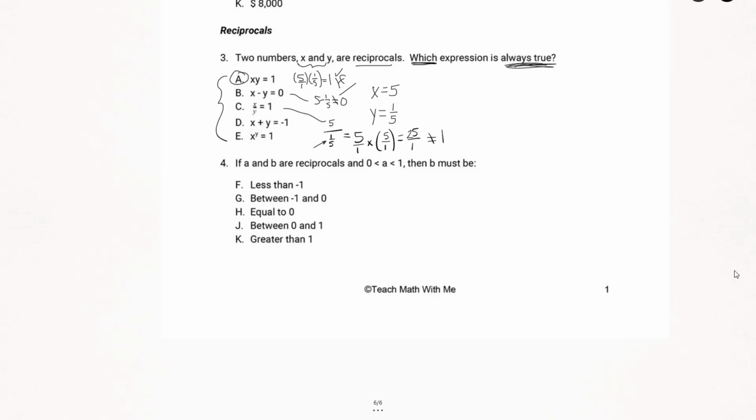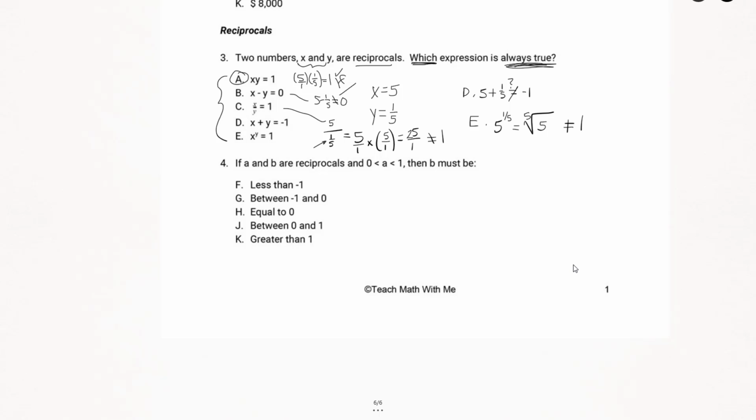And then choice D, it says x plus y, 5 plus 1/5, is equal to -1. No, that's not true either. And E says x to the y, so 5 to the 1/5. That's the same as, when we get into radicals, and we'll review that, the 5th root of 5, which is not equal to 1. So E is out as well. That makes answer choice A, which we've already proved to be true, the only answer that is always true. Now let's take a look at question number 4.